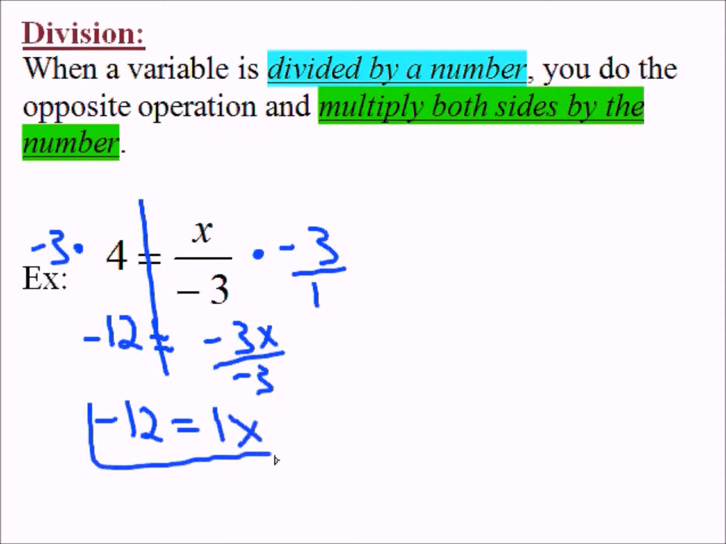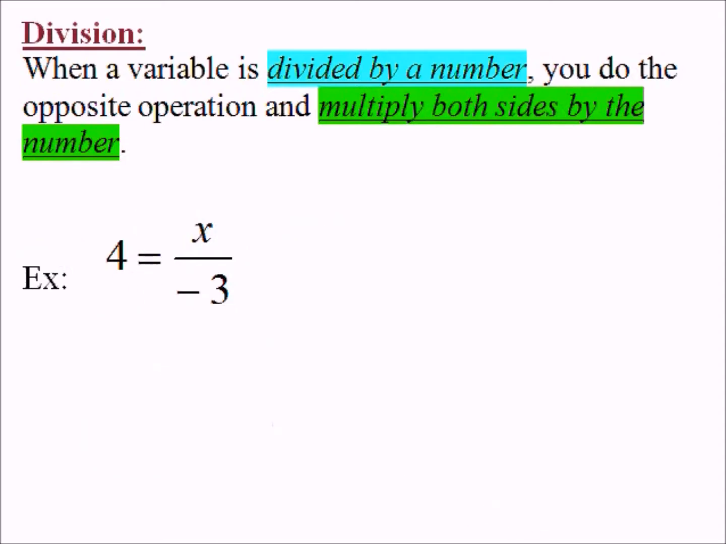1x. And there's your final answer. To check your solution, we put the negative 12 back in for x. Negative 12 divided by negative 3 is indeed positive 4, so our solution checks out.